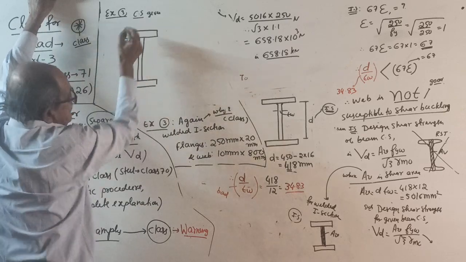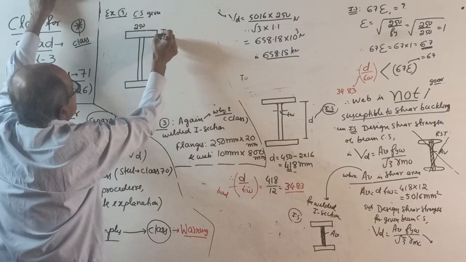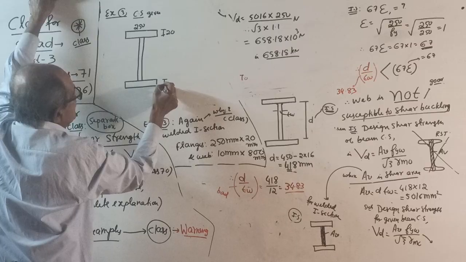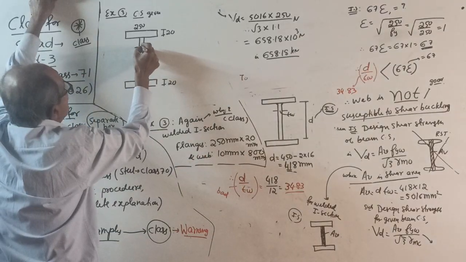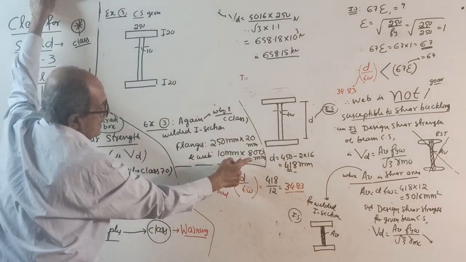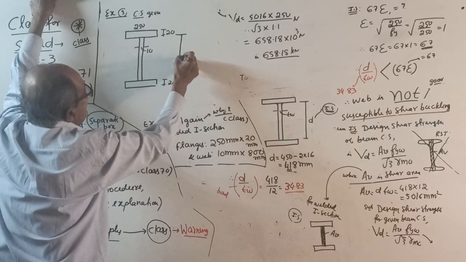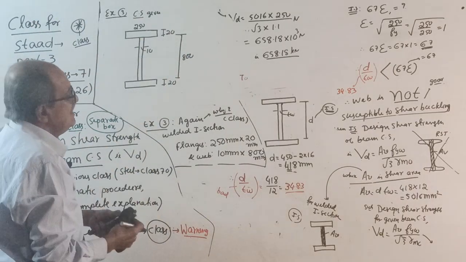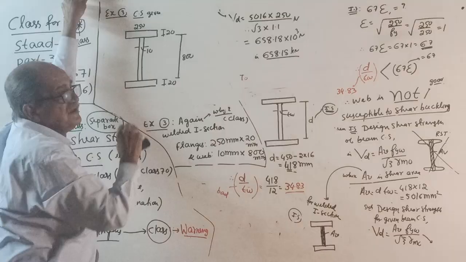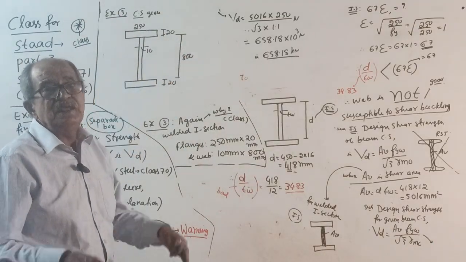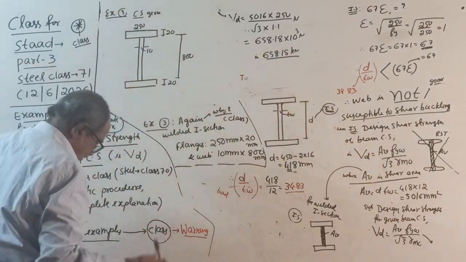Okay, flange is how much? 250 by 20. This is 250. This thickness is 20, this also 20. Then they told web 10 mm by 800. Oh, this time they are telling you the depth of web. Be careful, this is 800. Last time, overall depth was given and you subtracted the flange thickness to get the depth of web. This time, depth of web is given. So if you want, you can find the overall depth. Actually, not required.